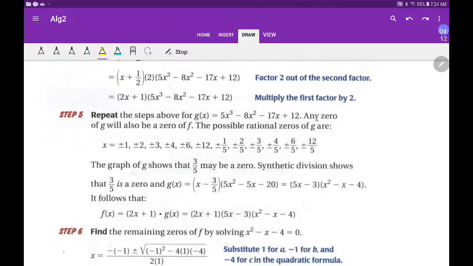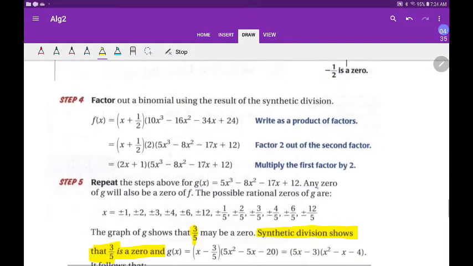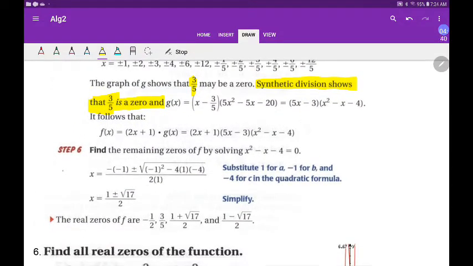And let's see. We look back up at the graph and we say, hey, 3/5 might be a good thing to try. And they skipped. They say synthetic division shows that 3/5 is a 0. So they skipped. They didn't show us all these struggles that we had before. They just tell us, hey, 3/5 works out, because I guess they're trying to save space.